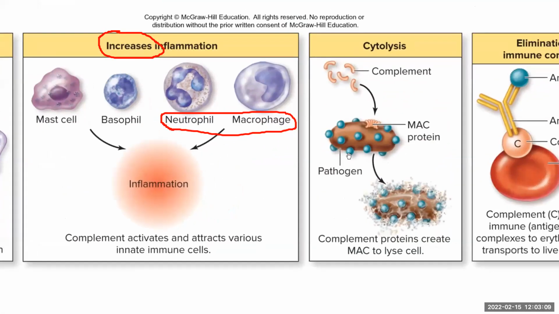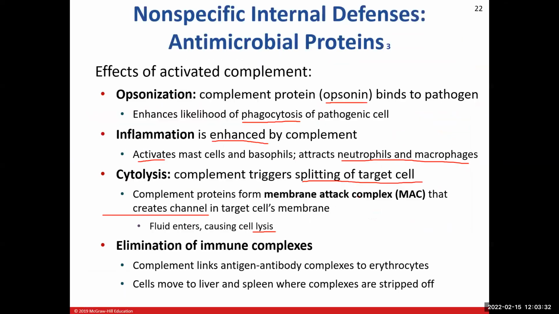So here's your pathogen. Complement jumps on that and it forms the Big Mac attack here. It forms these holes into the pathogen, and then stuff will flow from outside the pathogen to inside the pathogen, and it causes it to burst and pop open. Pretty cool.